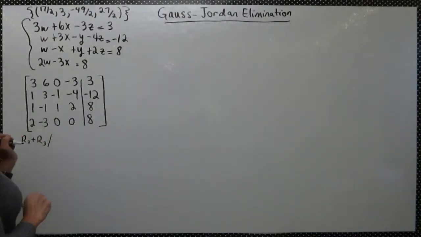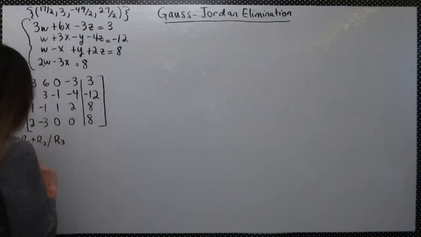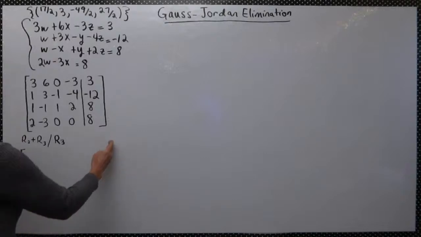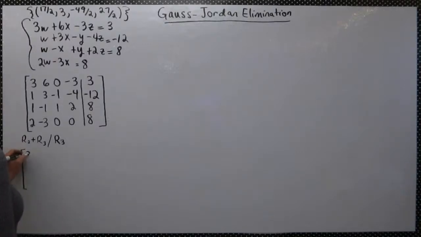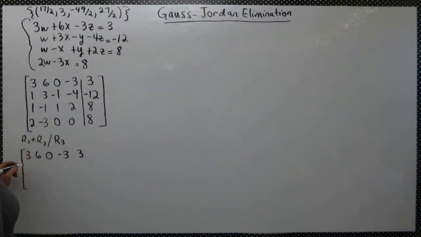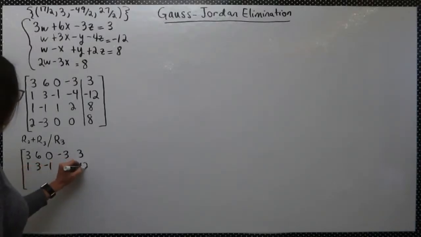And then we will replace, let's go ahead and replace row 3. Let's see how small I can write. Really try and keep these lined up here. So 3, 6, 0, negative 3, 3. Just repeating anything that is not going to get changed. So 1 and 2 is not going to get changed. We get 1, 3, negative 1, negative 4, negative 12.